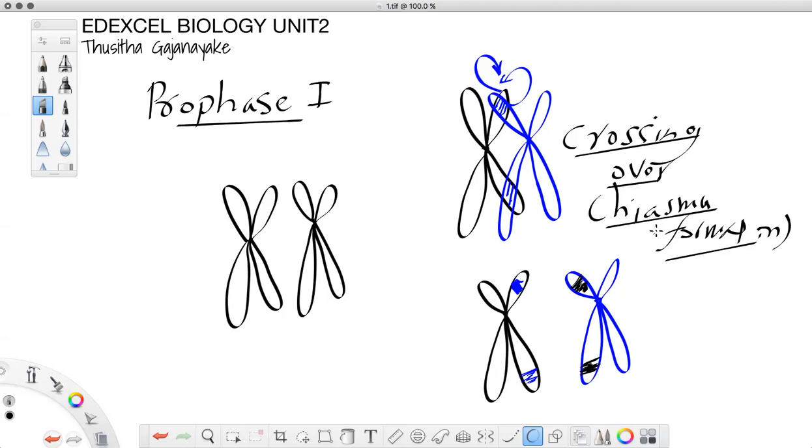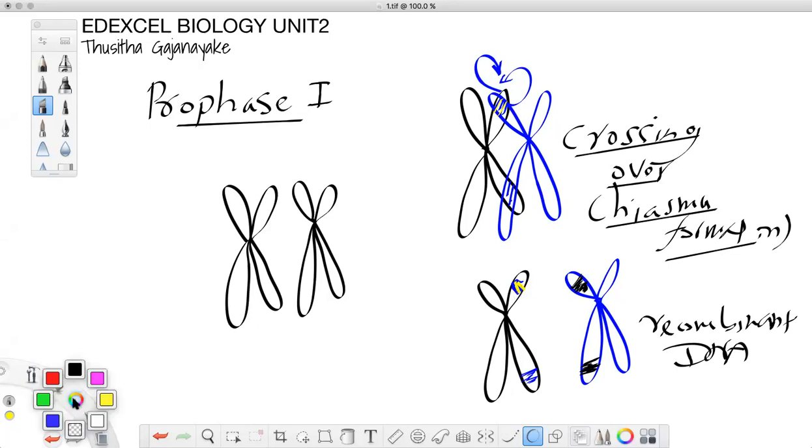The crossing over, chiasma formation, results in recombinant DNA. That means one DNA received another piece of DNA from another chromosome. So the DNA is exchanged, and that means some of the genes are shuffled. Let's say there are a few genes located at this place, the yellow color one, and the gene is moving to this side, and the genes which are on the black color chromosome are moving to the other side.